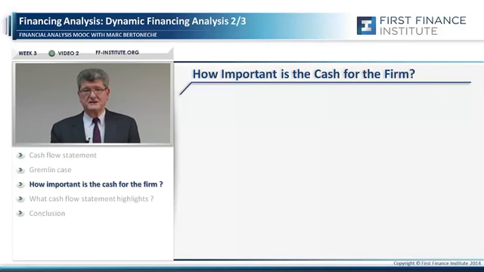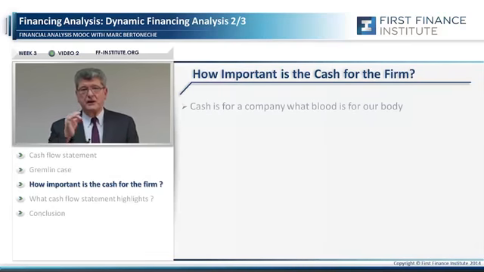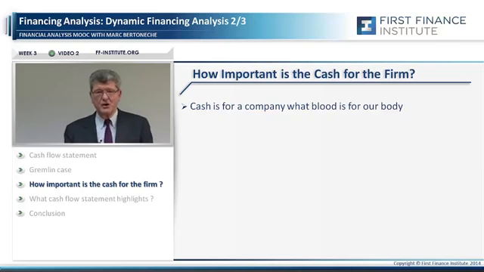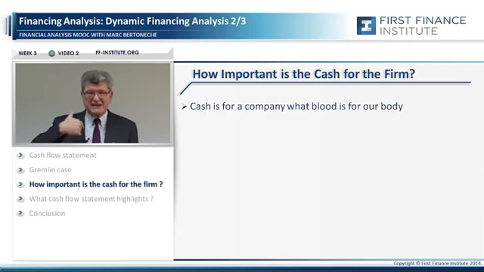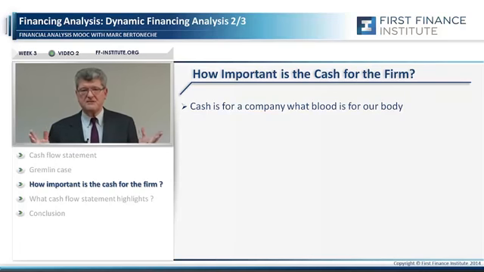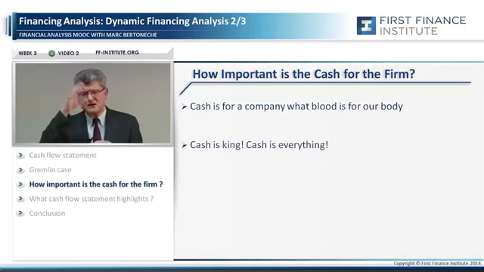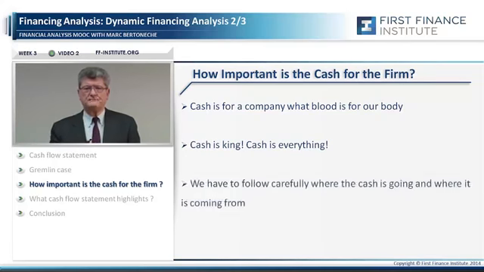As you can see, the cash circulation of a company is the blood circulation of our body. I'm not a medical doctor, but I know that if the blood is not circulating well in our body, we have a serious problem. The same for a company. Cash is for companies what blood is for our bodies. Cash is king, queen, prince. Cash is everything. So we have to follow carefully where the cash is going and where it is coming from.